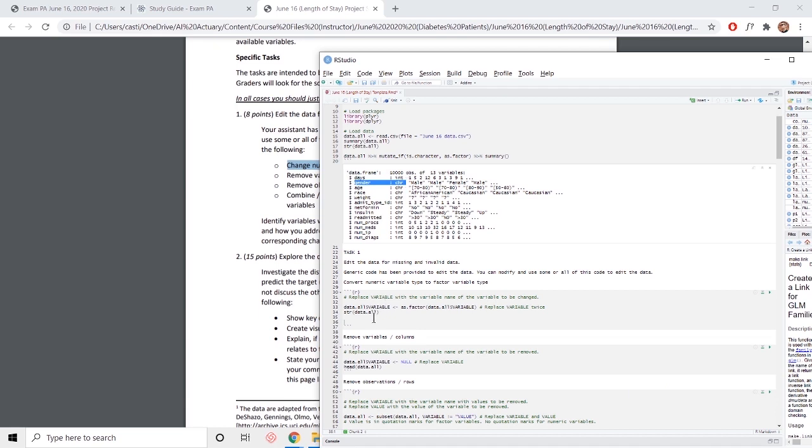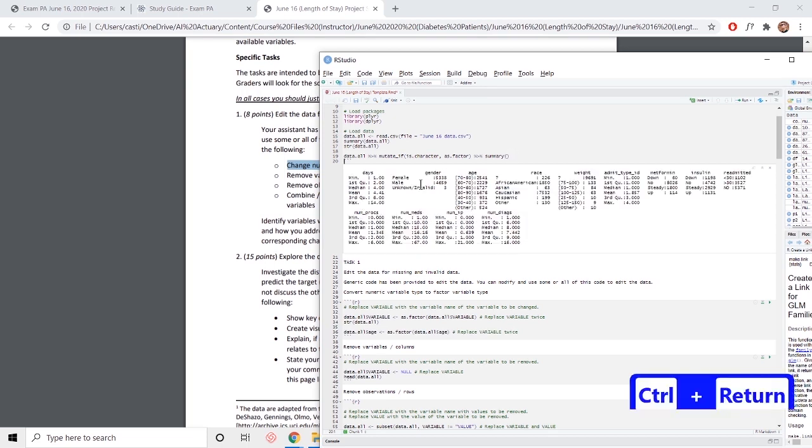Gender will be a factor. Age will have to be a factor. Race. Weight. What is weight? It looks like these are all question marks. I see weight is a range here.